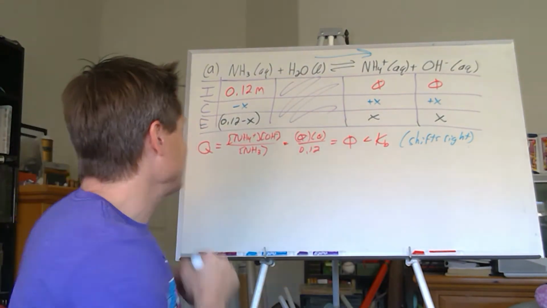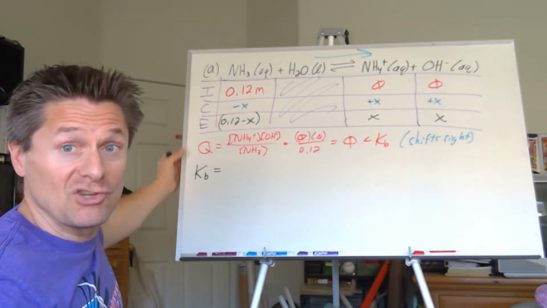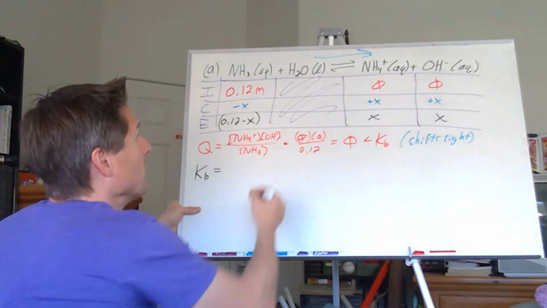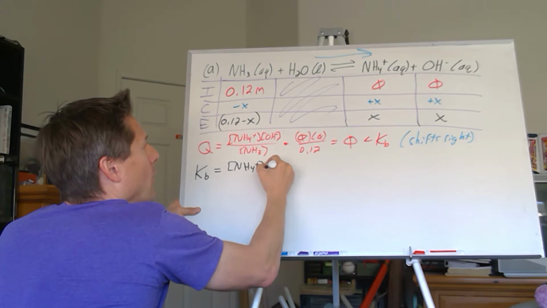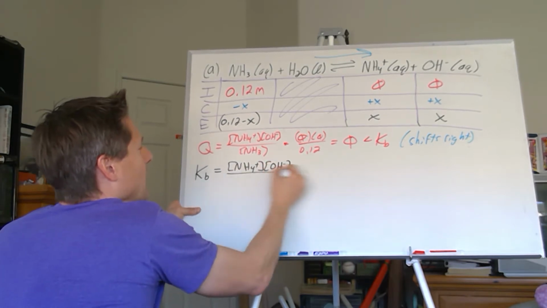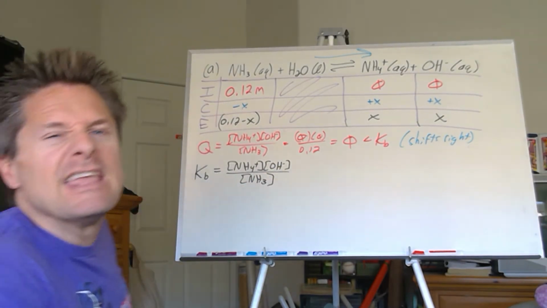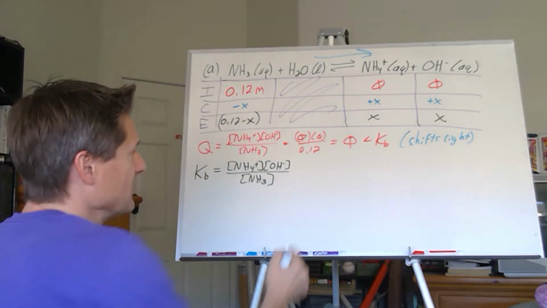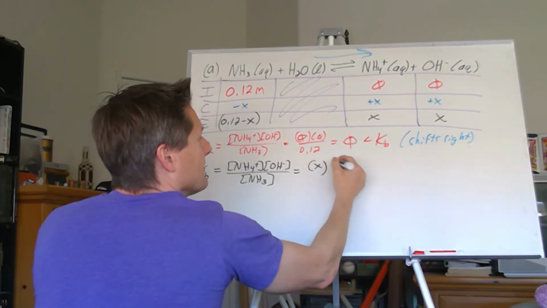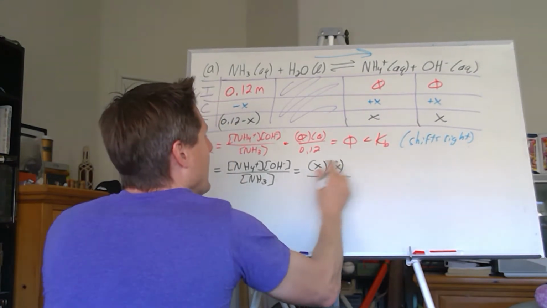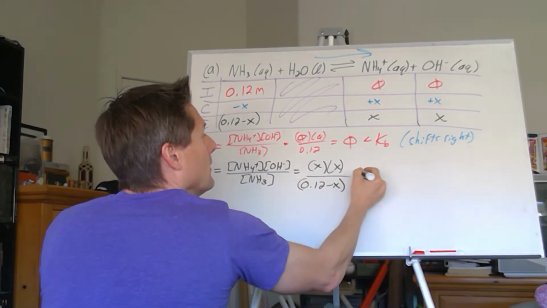Now step 3, let's set up our KB expression, which will be just like Q, just Q's initial, K's equilibrium. So that'll be the concentration of the ammonium ion at equilibrium raised to the power of 1 times the hydroxide ion raised to the power of 1 over the original ammonia. Not the original, but the equilibrium ammonia. Oopsie. Raised to the power of 1. Well, I don't know what they are, so let's call the ammonium ion X. Let's call the hydroxide ion X at equilibrium. And then the ammonia is 0.12 minus X.